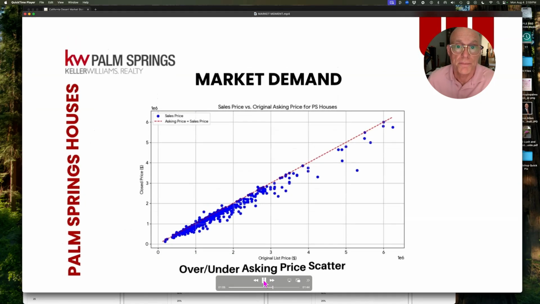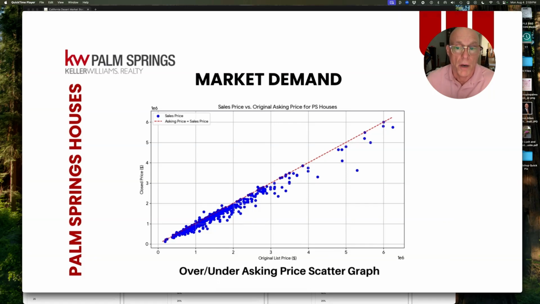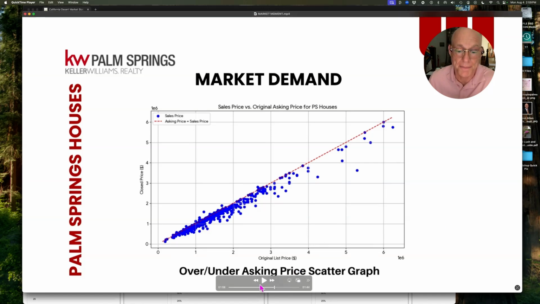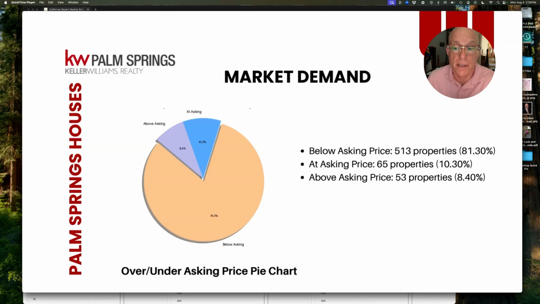Let's move into houses. For the scatter graph, once again, Palm Springs houses over the past year. Same thing. You can see that most of the sales were under asking. And the specific numbers on that: 81% were below, 10% were at, and about 8.5% were above asking.